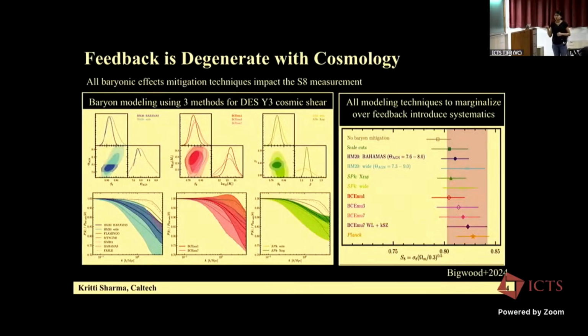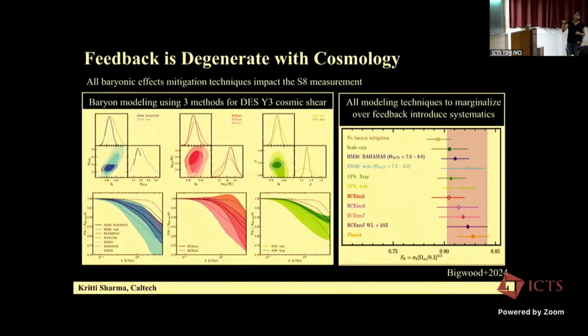In this really nice work led by Leah Bigwood, who works with Alex Amon at Princeton, they took cosmic shear data from DES year 3 and analyzed it using 3 methods for how they model baryonic feedback within the matter power spectrum formulation. For example, in this one they're using the baryon fraction in a given mass halo. And you can see how S8 positively correlates with the baryon fraction in that halo.